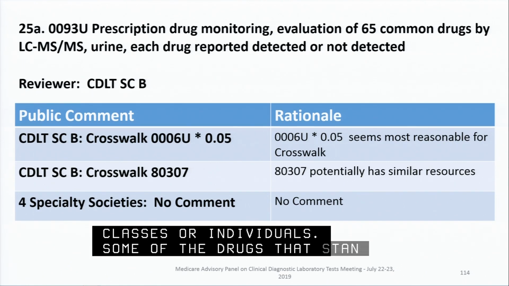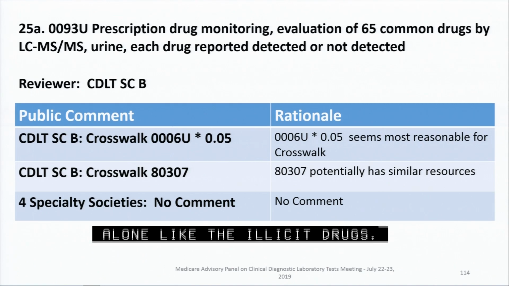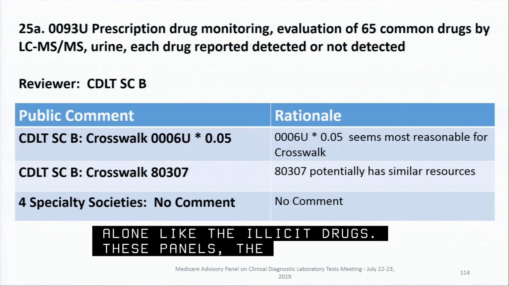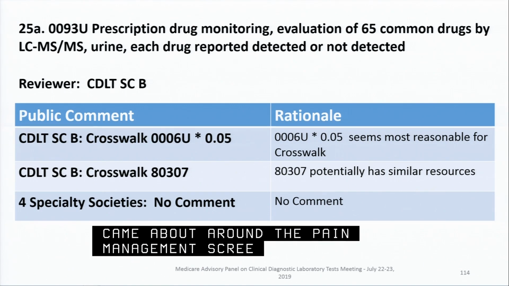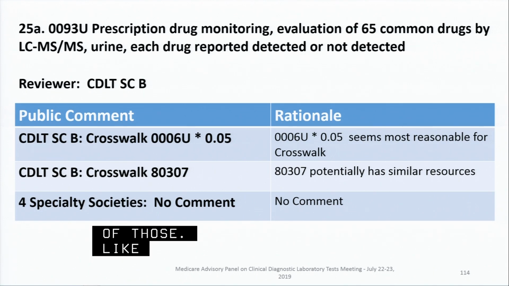The G codes were typically, this issue came about around the pain management screening, so the classes of drugs, but then there's some of those, like how do you classify some of the newer semi-synthetic analogs? Do they stand alone, or are they part of a bigger class? I don't have the answer to that.